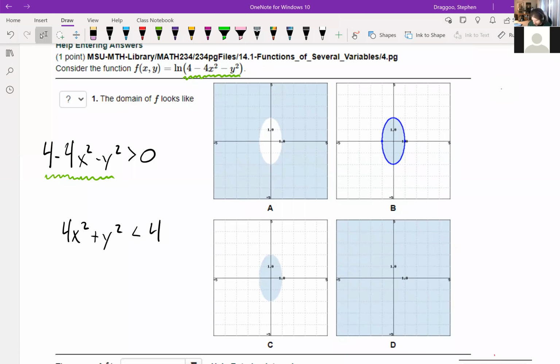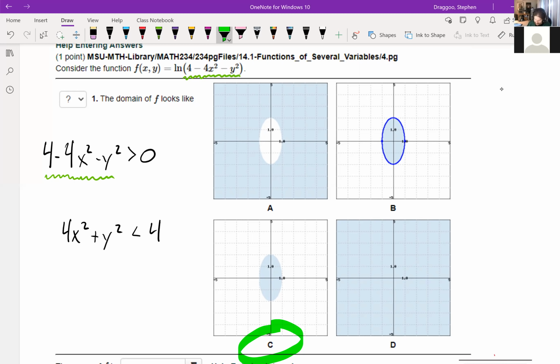And since this is a WebWork problem, I just grabbed those 4 pictures that go with it. And I want to be less than 4, which means I'm looking at the interior of the ellipse rather than the exterior of the ellipse. And since I am strictly less than 4, I don't want to include the boundary, which means I'm looking at option C. The difference between C and B would be that B is including that boundary line there, and C is not. So that's probably what I would take, option C.